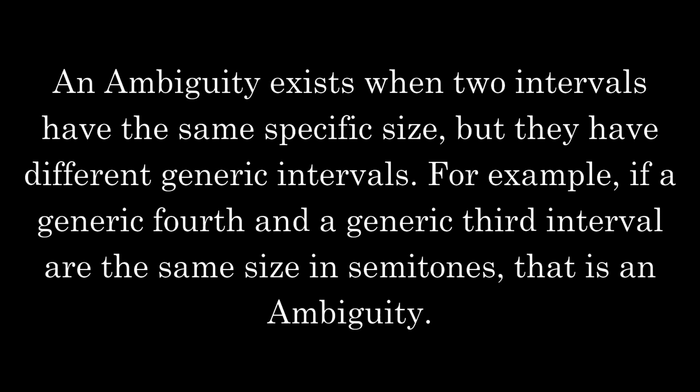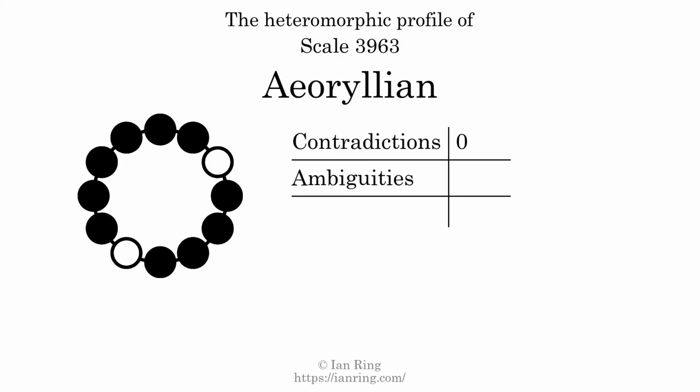An ambiguity exists when two intervals have the same specific size, but they have different generic intervals. For example, if a generic fourth and a generic third interval are the same size in semitones, that is an ambiguity. The number of ambiguities in this scale is 96.